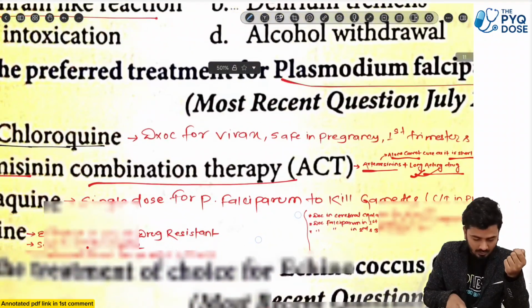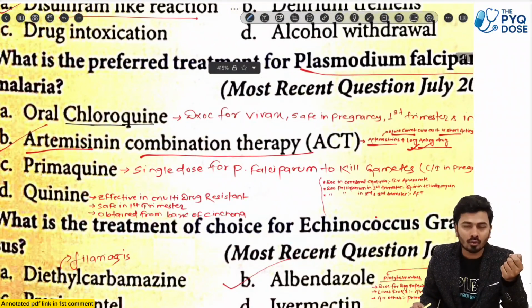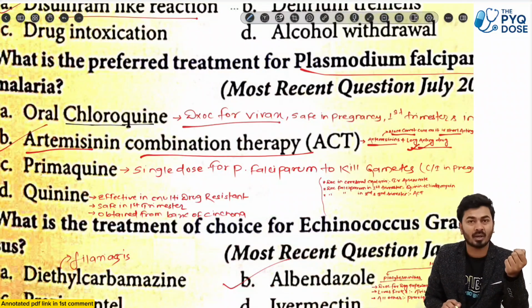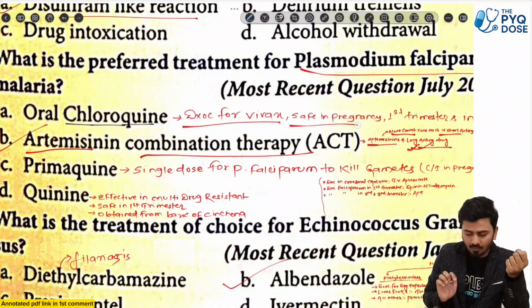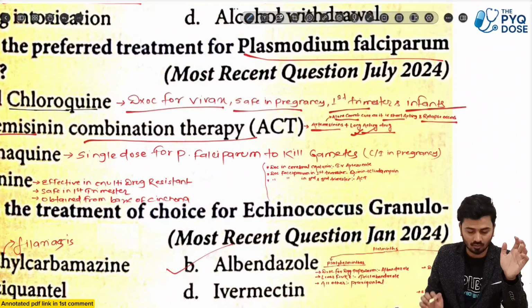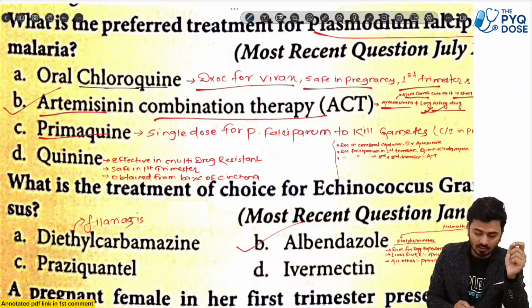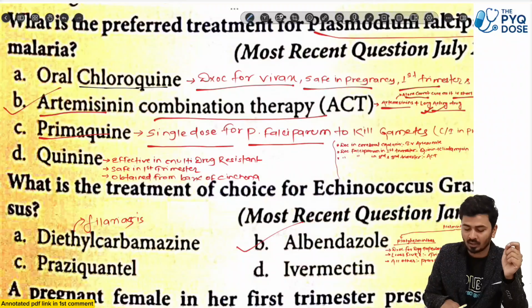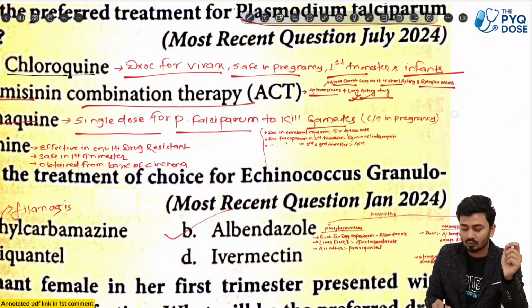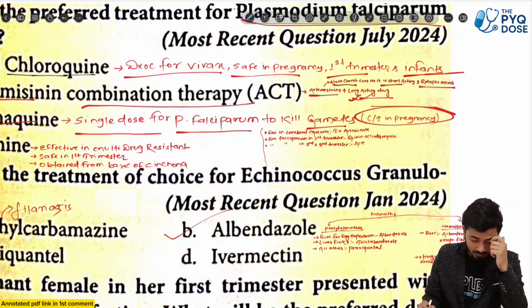Next, the question here is oral chloroquine. Oral chloroquine will be the drug of choice for Plasmodium vivax. It is safe in pregnancy, that is the first trimester also, and in infants also. So you have to know about this. Primaquine is given as a single dose for Plasmodium falciparum to kill the gametes, but it is contraindicated in pregnancy. You must remember, primaquine is contraindicated in pregnancy.